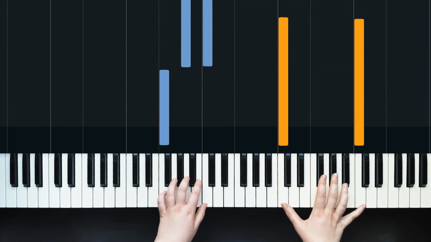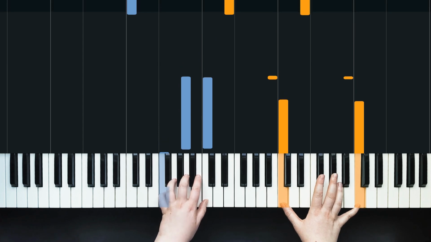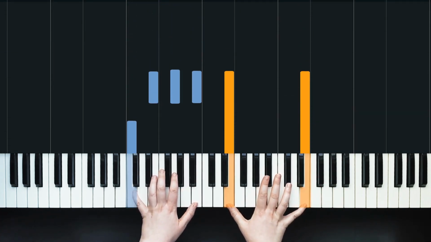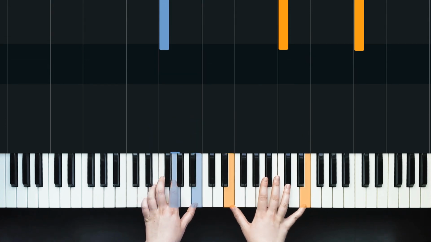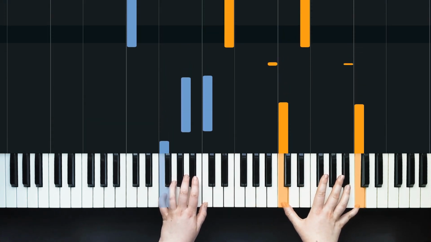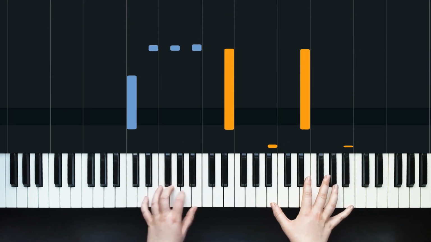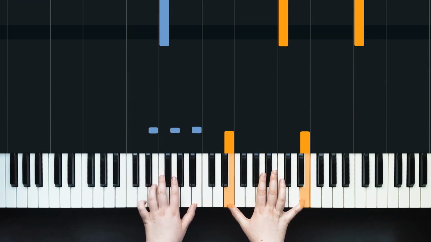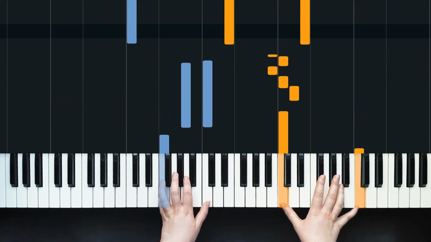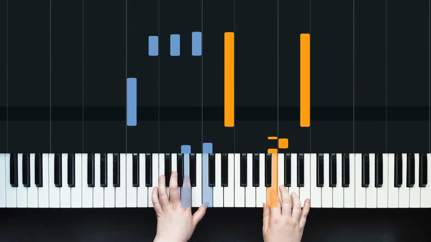So now we're going to play the F chord. 1, 2, 3, 1, 2, 3, and then we go down to the E. 2, 3. So the same thing, just octaves. I'll do it again. 1, 2, 3, 1, 2, 3, and 1, 2, 3, 1, 2. Next bit. 1, 2, 3, 1, 2.